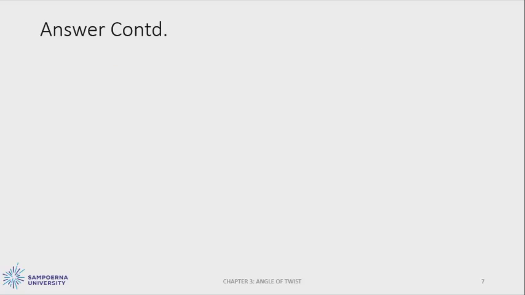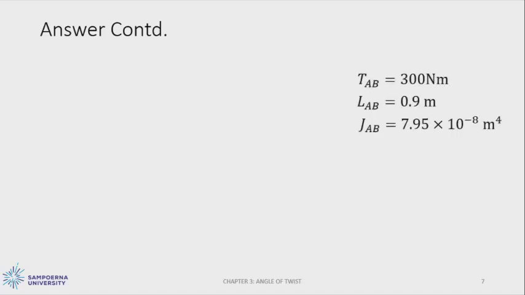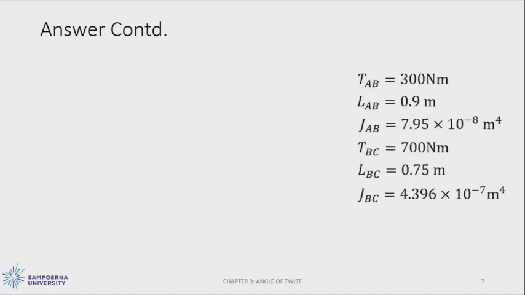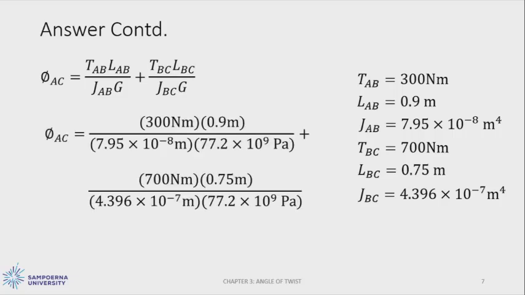After obtaining data for the first partition and the second partition, we can use the formula directly. We just need to substitute the values into the formula. After substituting them, we will obtain the φAC will be equal to 0.441 radian, or approximately equal to 25.27 degrees.